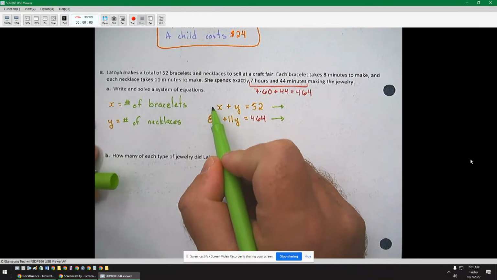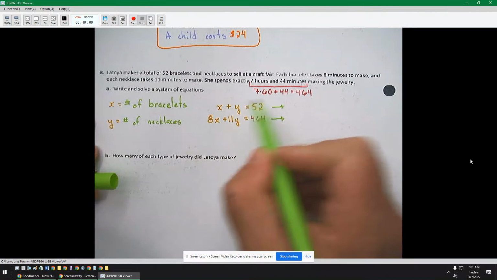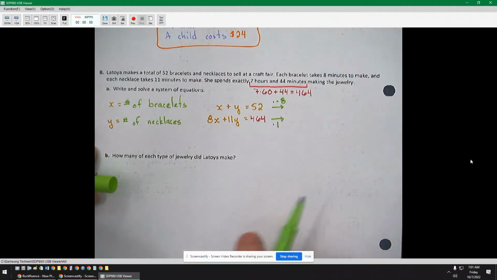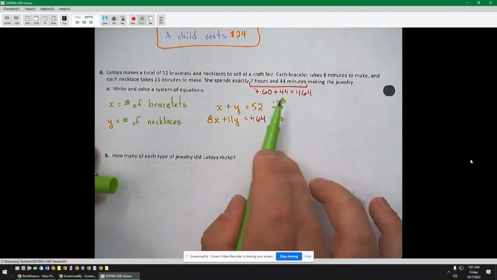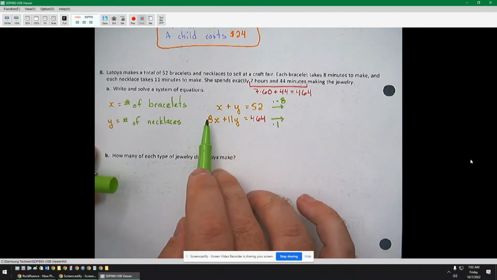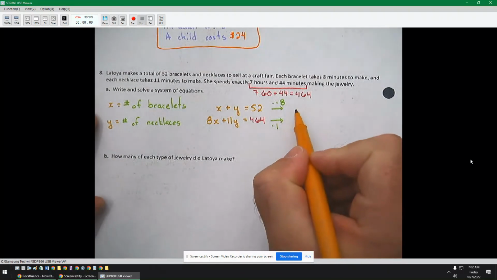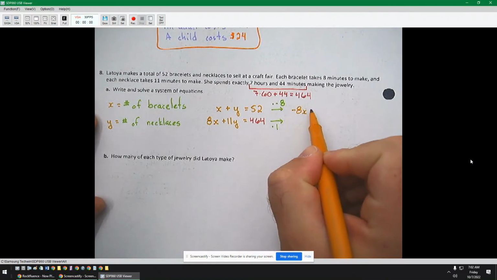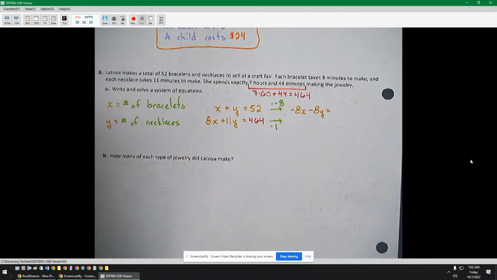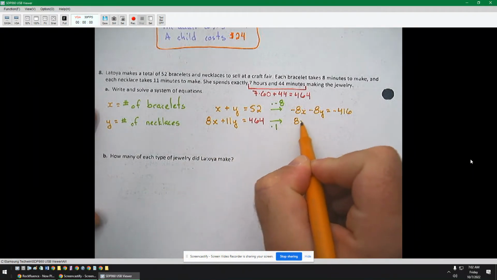Okay, so I need to turn this number into the same but opposite value as this. So I want to times this one by -8. I'm going to leave that one the same because I want to keep that as a +8. Remember, our goal is to make these have opposite signs. So if I just times by 8, 8 and 8 won't cancel, but -8 and 8 will. So now I'm going to multiply through by -8. I get -8x minus 8y equals, I need my calculator to do this one, -416. This one we left the same.